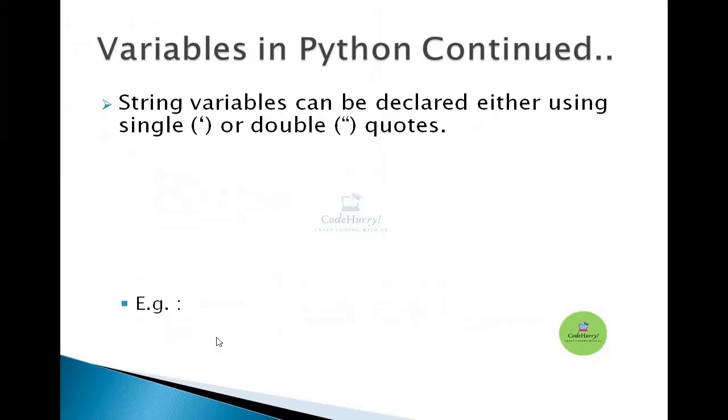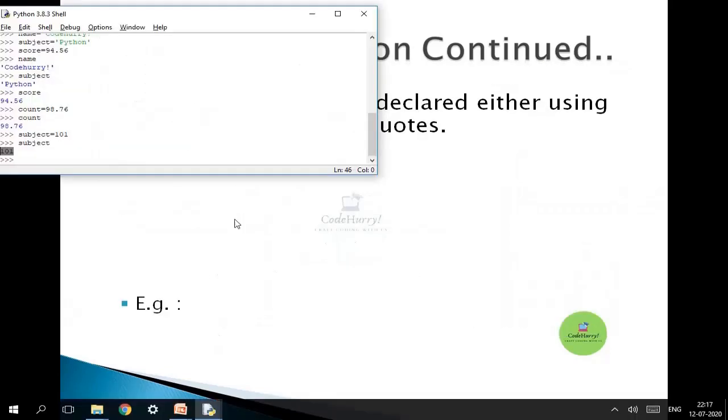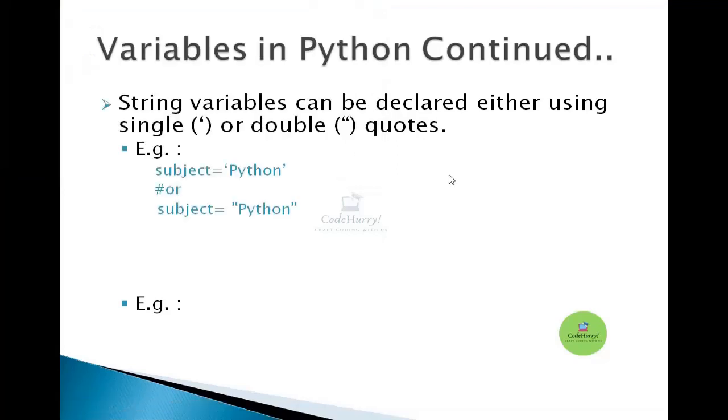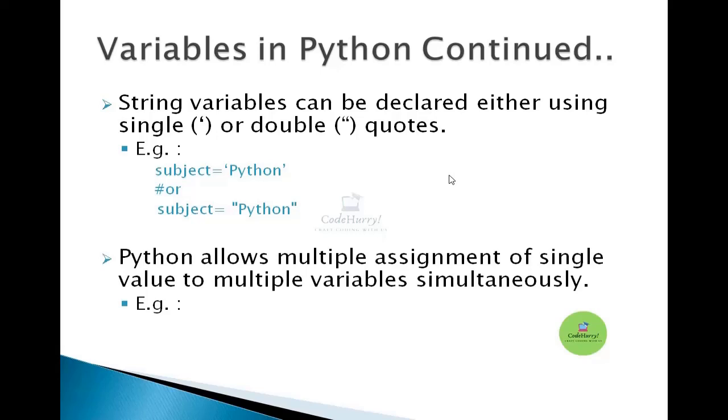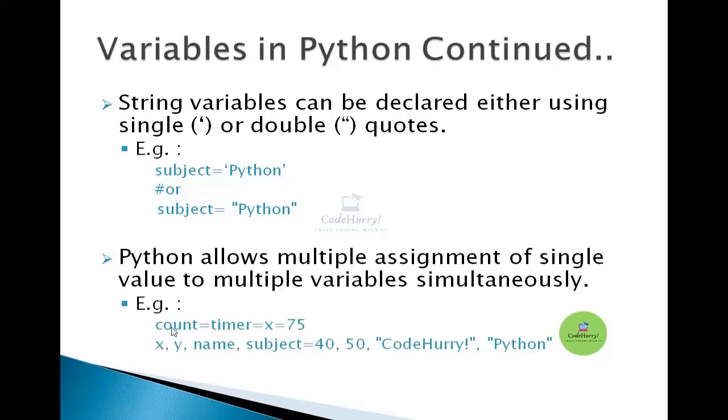Now we have seen that we can store the string value using either single quotes or double quotes. Either of these indicates that the value stored within the single quote or double quote is a string value. Next, Python allows multiple assignment of values to multiple variables simultaneously. For example, here count equal to timer equal to x is equal to 75. All these three variables are assigned the value 75, and that is done in a single statement only. So this is allowed in Python.